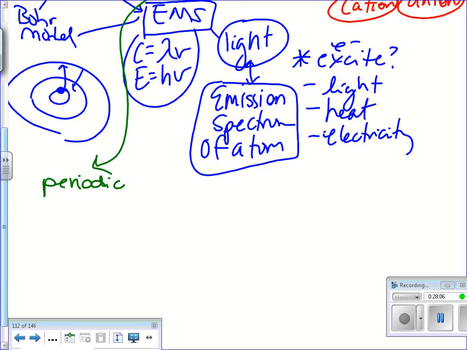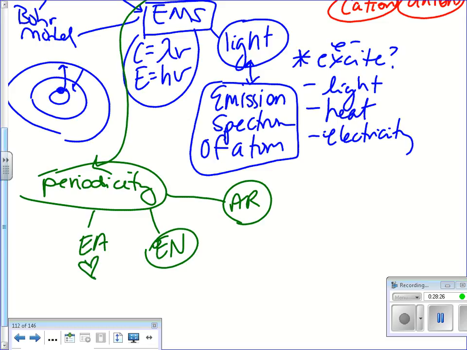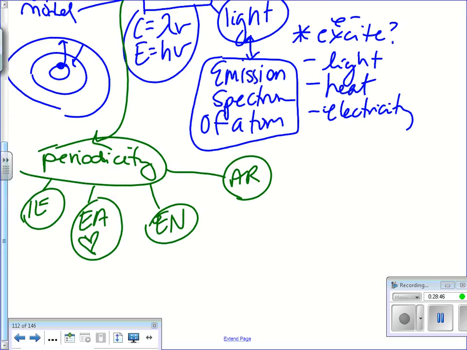So periodicity. What are the four periodic trends? AR, atomic radius. Electronegativity. Electron affinity, right? It's love for electrons. IE, ionization energy. Okay, and periodicity is just a trend of the periodic table. We know that the atomic radius plays a role on the rest of these. So let's make a general statement about all of these and their direct or indirect relationships.